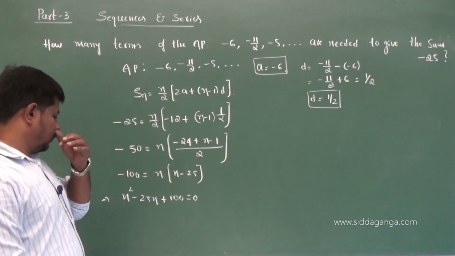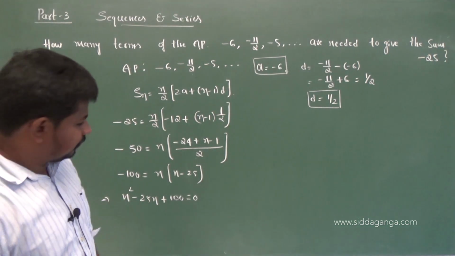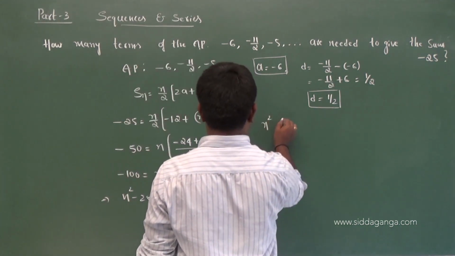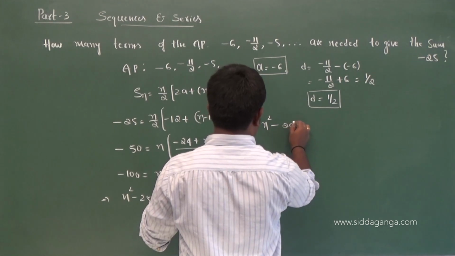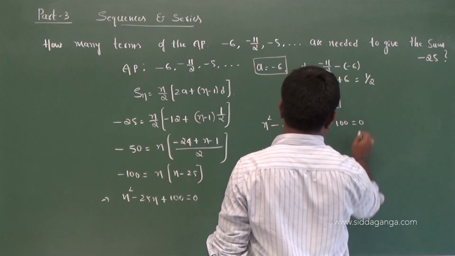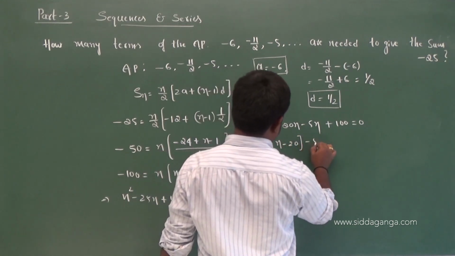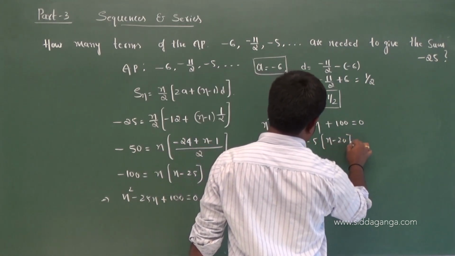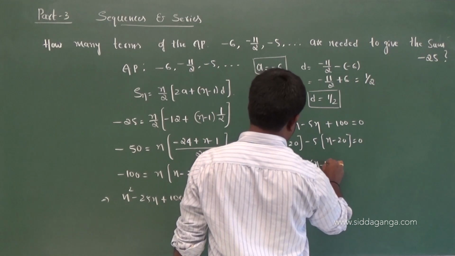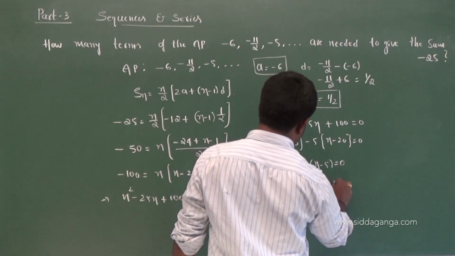100 is there now. So 25 is right. So n square minus 20n minus 5n plus 100 equal to 0. Now n into n minus 20, so minus 5 into n minus 20 equal to 0. This gives n minus 20 into n minus 5 equal to 0. This gives either n is equal to 5 or 20.